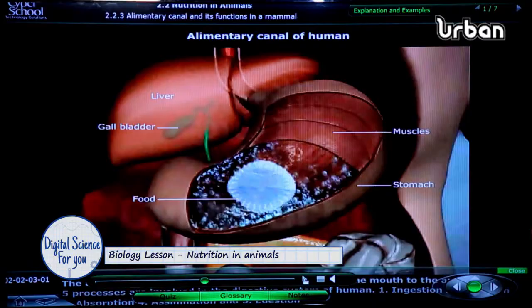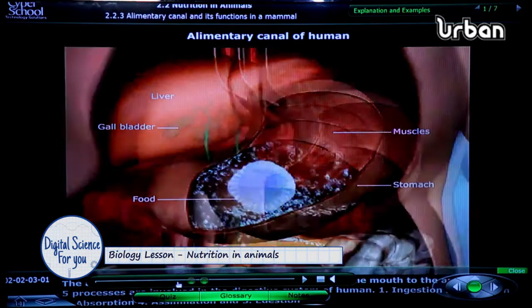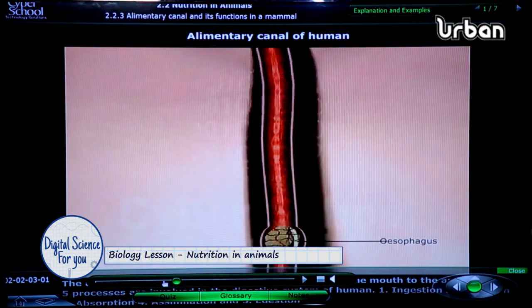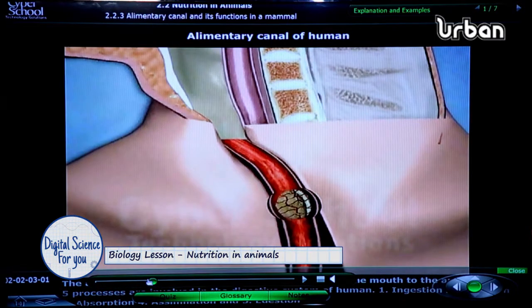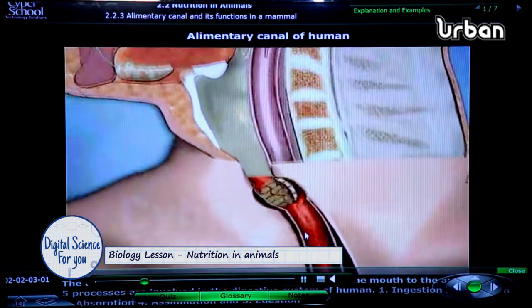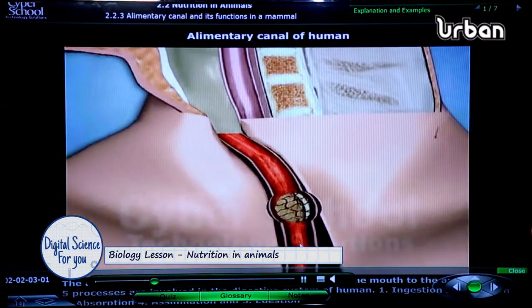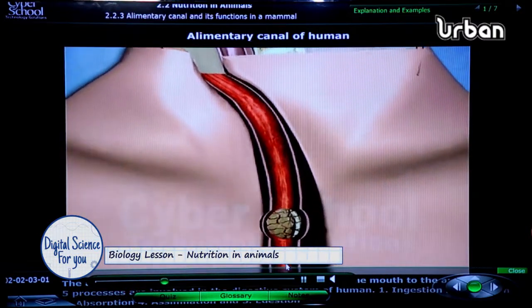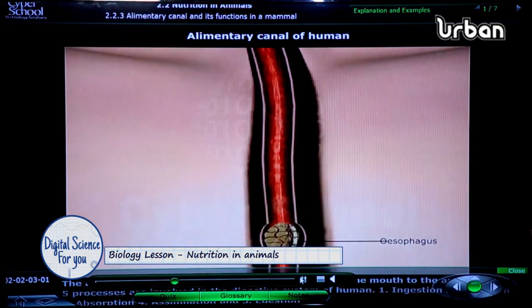Thanks to digital science, let's look at this clip showing how the food is going to be formed into a bolus and how the bolus is going to move from the mouth. Look at the bolus moving down through the throat or through the esophagus. It is moving down, and this process, let me pause it here.